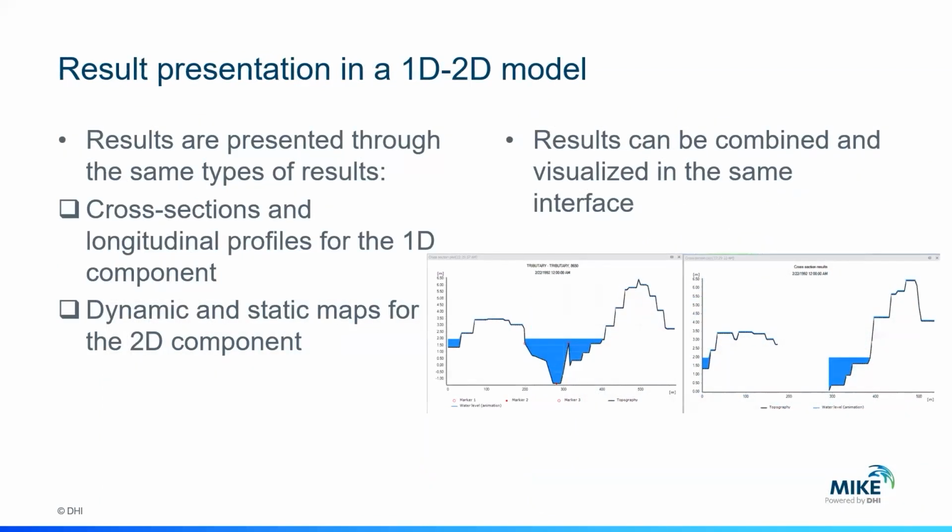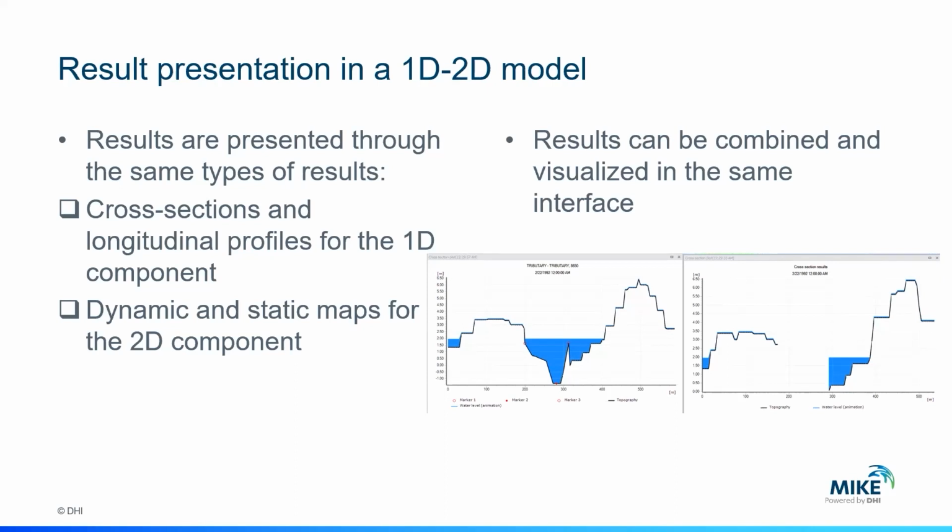In terms of result presentation, we basically encounter the same types of results as for the separate components, because in the end we are modeling 1D and 2D components, but linked together. The added benefit of MIKE+ is that it also combines the results, and we are able to extract discharges. We are able to visualize cross-section plots in areas where we have both 1D models, which are described by cross-sections, and 2D domains, which are described by meshes.